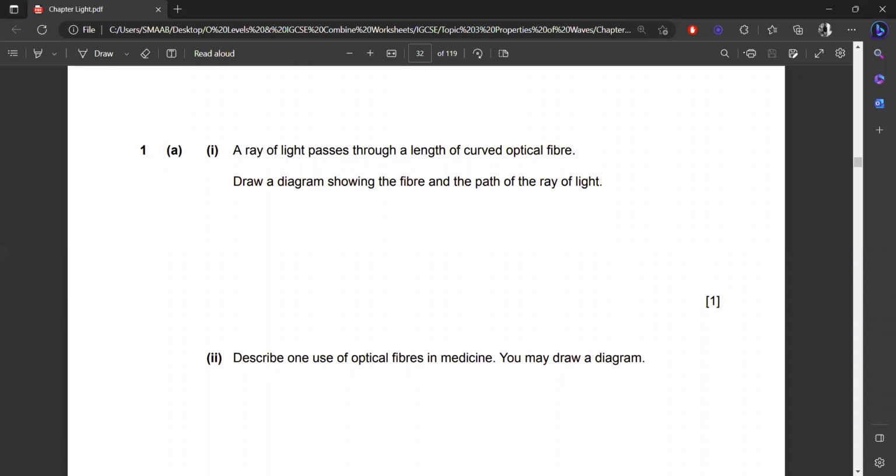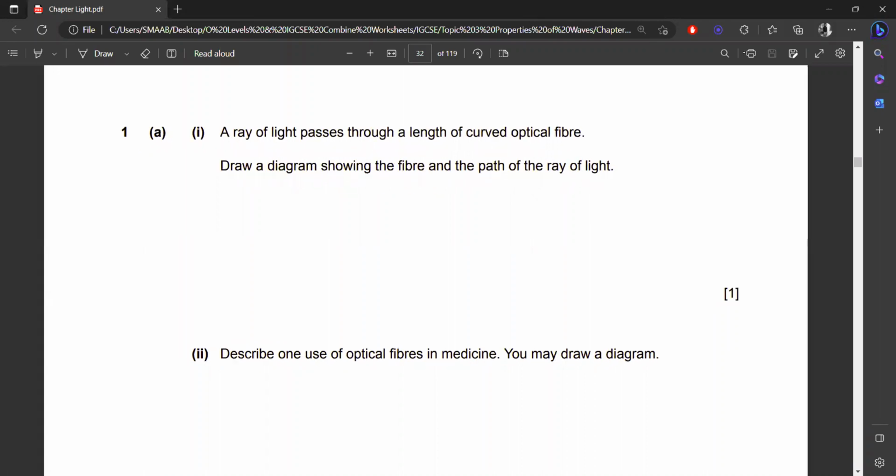Okay, so starting the detailed section of chapter 9. First question is: a ray of light passing through a length of curved optical fiber. Draw a diagram showing the fiber and the path of the ray of light. So they are talking about the optical fiber, and we know that optical fiber is the application of total internal reflection, right?